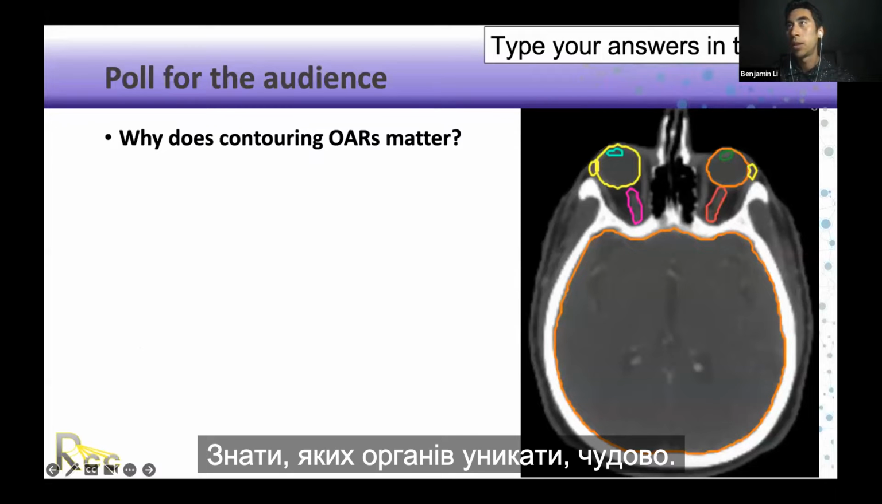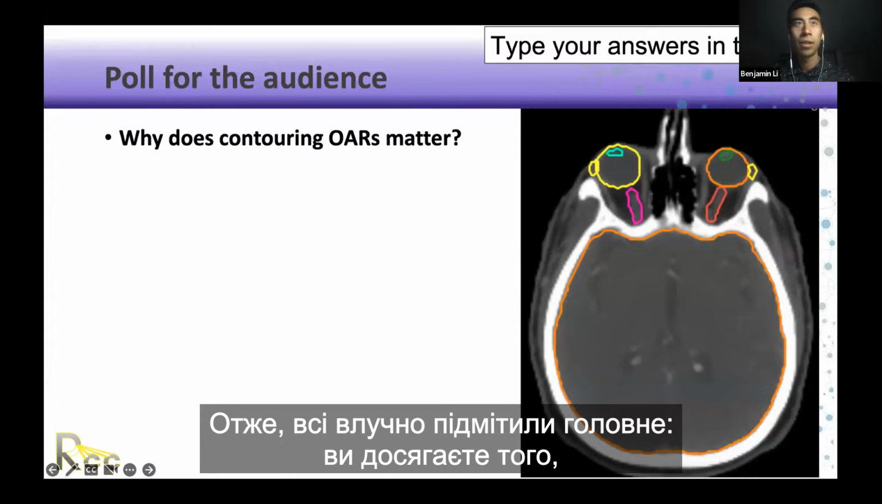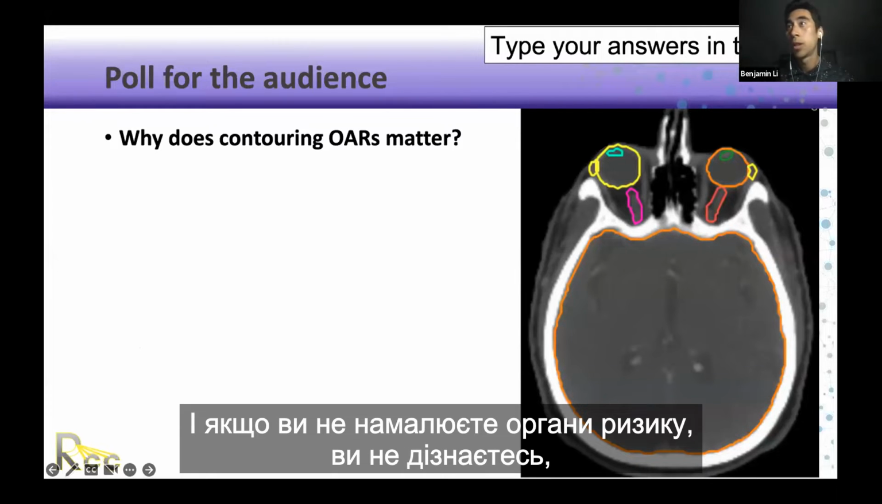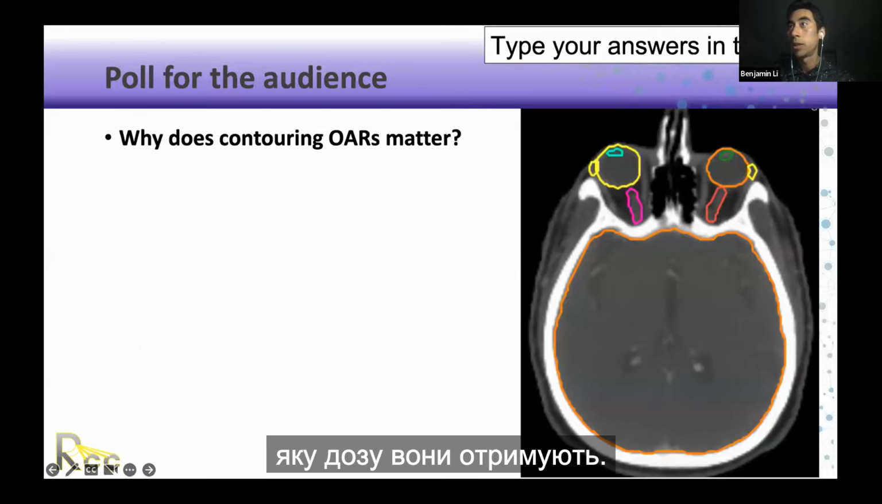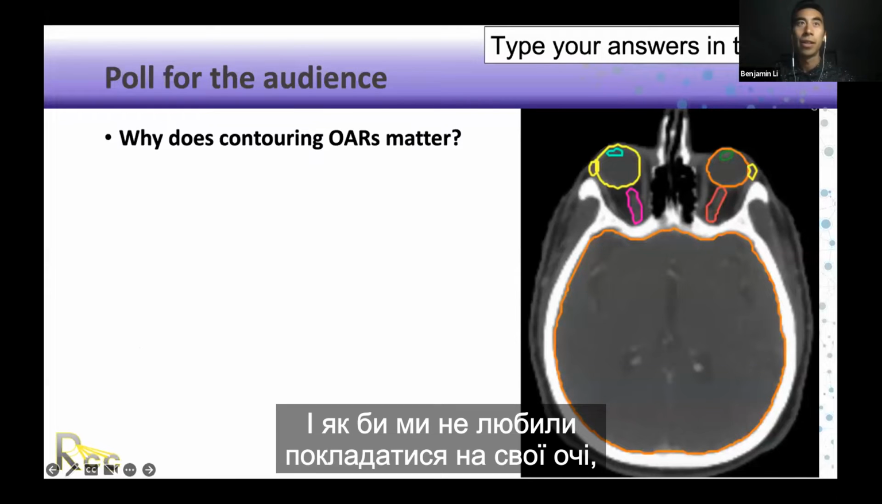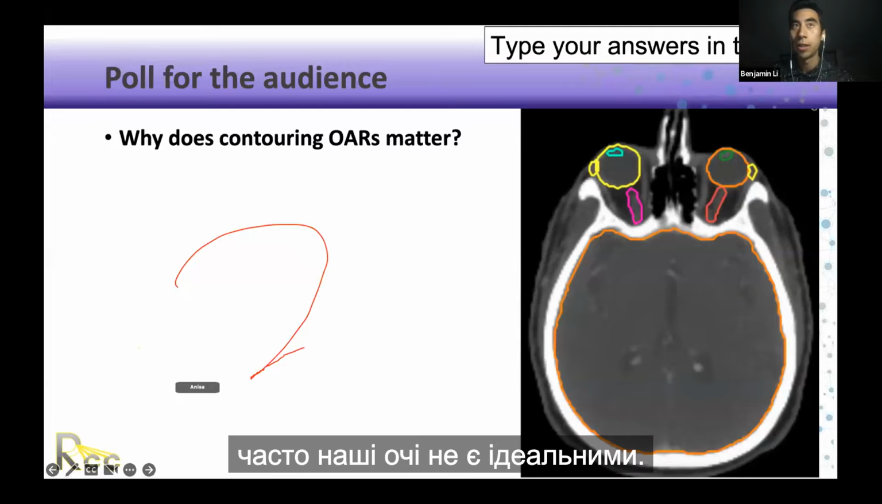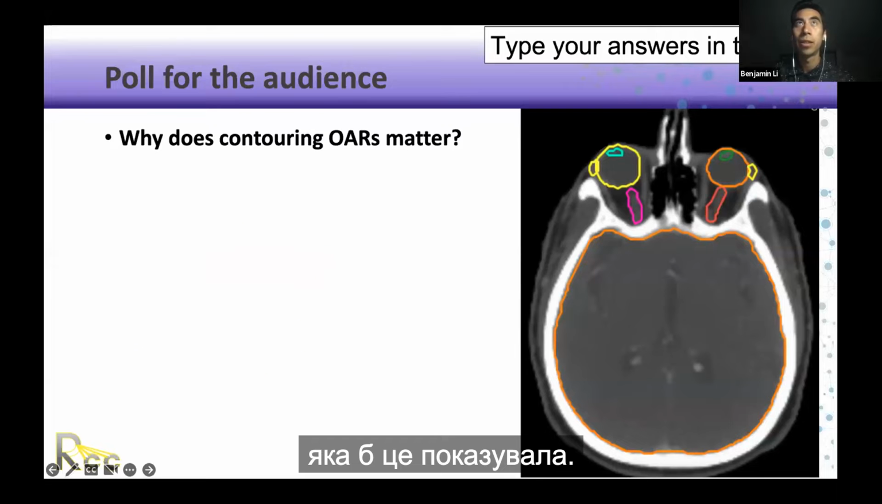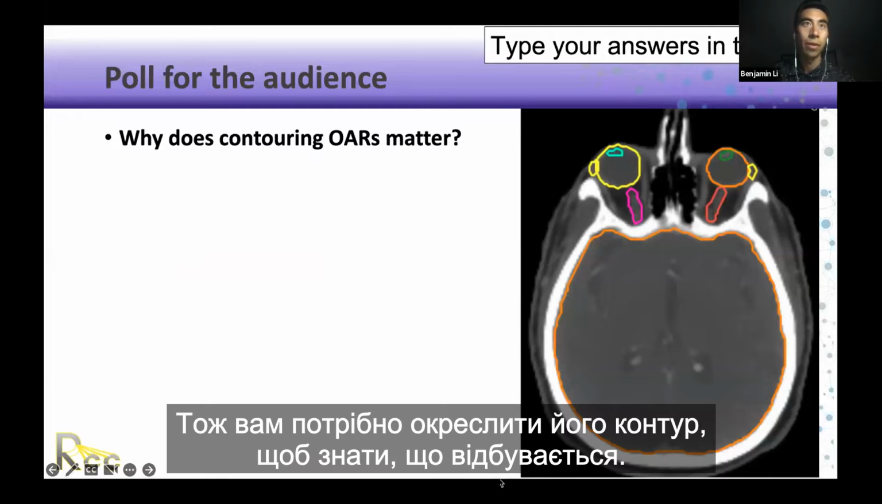So everyone is kind of hitting the main point that you achieve what you measure. And if you don't draw an OAR, you're not going to know how much dose it's getting. And as much as we like to rely on our eyes, oftentimes our eyes are not perfect. And so we need specific objective metrics to tell. So you need to contour it to know what's happening.